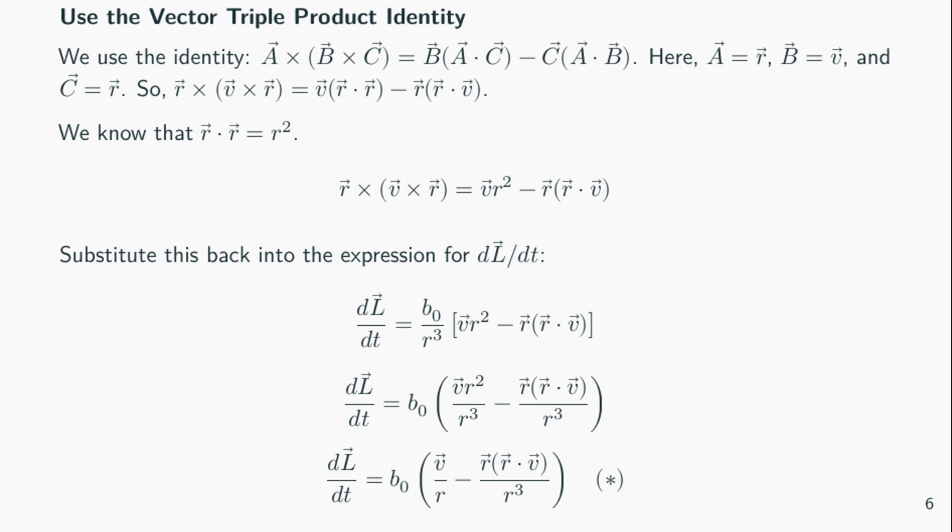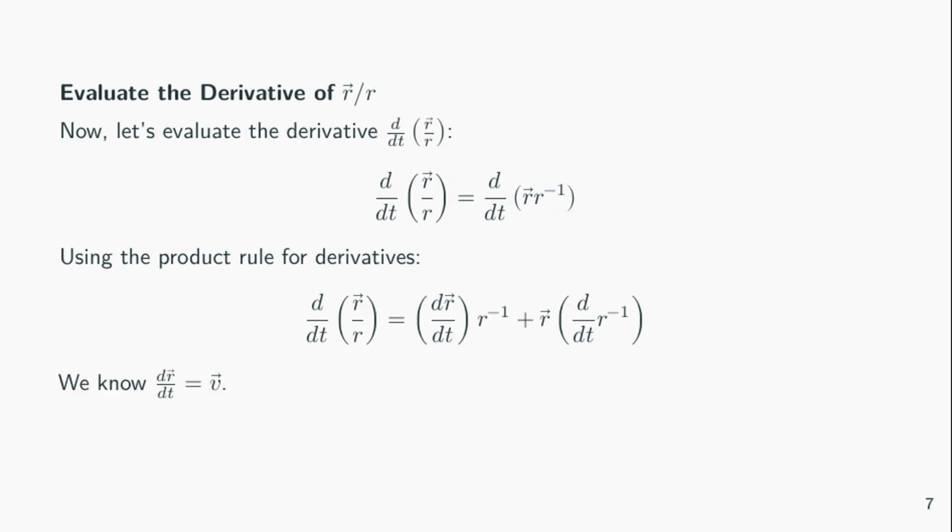Recall that the dot product of r with itself is its magnitude squared, r squared. Substituting this in gives us the simplified form for the bracketed term. Now we substitute this result back into our expression for dL by dt. After distributing the b0 over r cubed term and simplifying, we arrive at the final expression shown, which we'll call equation star. Now let's evaluate the derivative of the term vector r over r, which appears in the options.